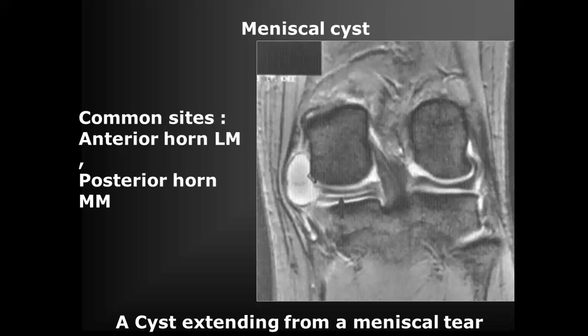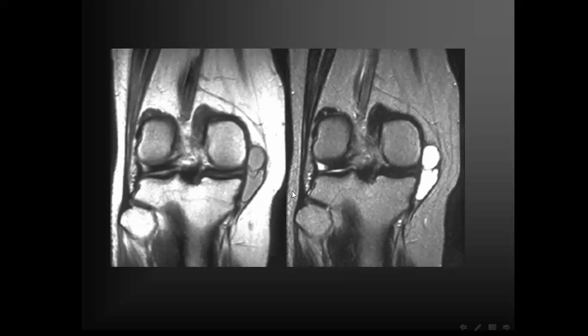Meniscal cyst is something related to the meniscus and is full of T2 hyperintense fluid. The common site is the anterior horn of lateral meniscus and posterior horn of medial meniscus. A cyst is seen extending here from a meniscal tear. This meniscus is divided into 2 with a tear in between, and this is a cyst continuous with the tear. Meniscal cyst.